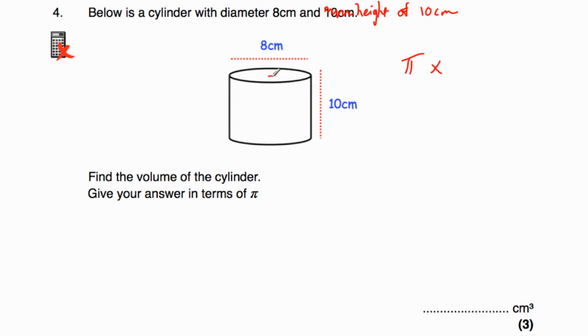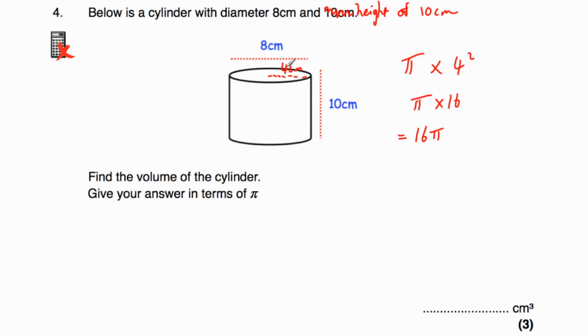Now the radius of the circle will be from the center to the edge, that would be 4 centimeters. If the whole way across is 8, half of that is 4. So we're going to do pi times 4 squared. 4 squared is equal to 16, so that's pi times 16. So the area of the circle is 16 pi centimeters squared.